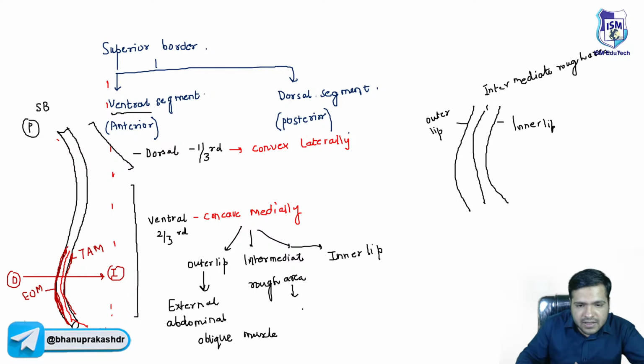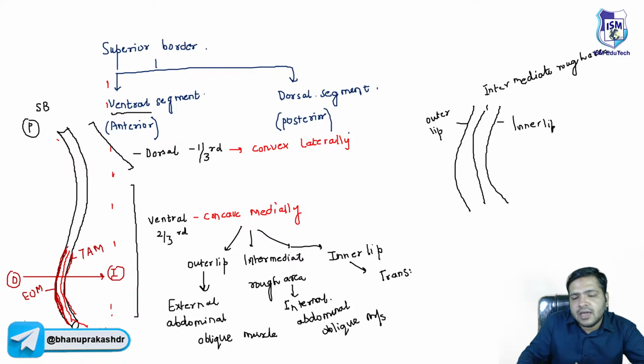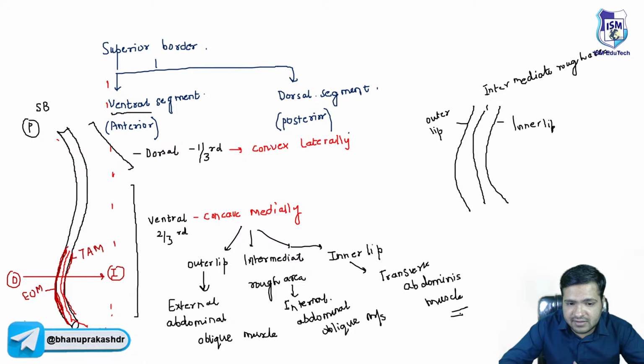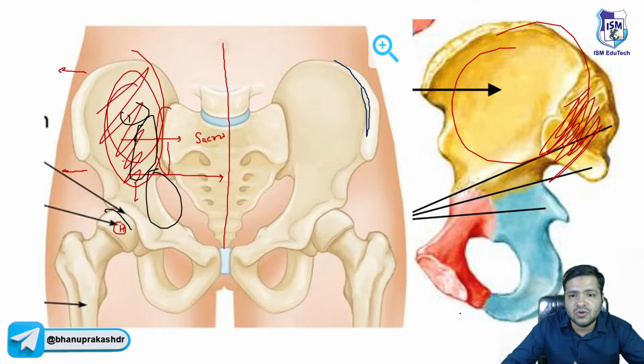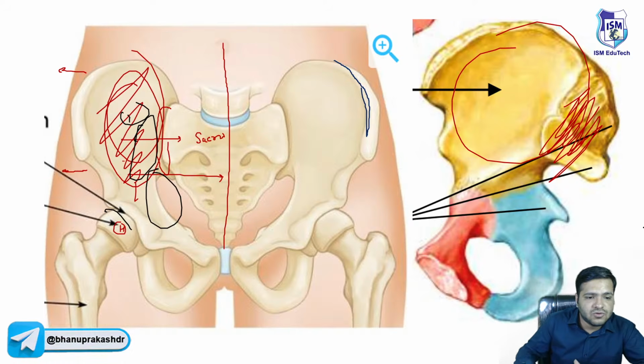The intermediate rough area will have the internal abdominal oblique muscle, and the inner lip will have the transverse abdominis muscle. ये abdomen की muscles होती हैं which are originating from this iliac crest. So the external abdominal oblique muscle, internal abdominal oblique muscle, and transverse abdominis muscle. If you want, I will try to show you better in this picture also.